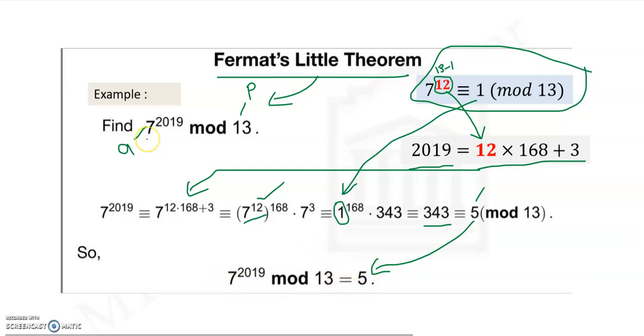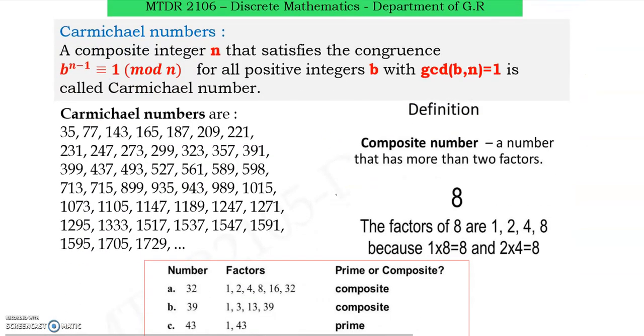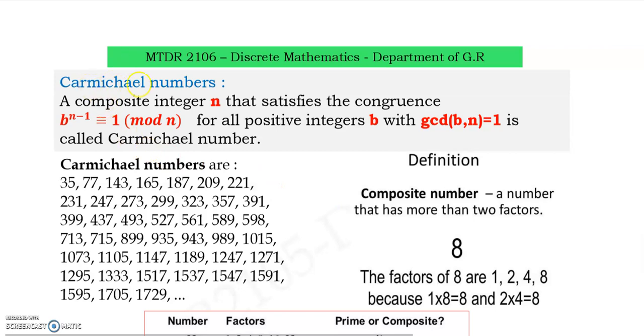That's it. What was asked in the question was to find 7 to the power 2019 modulo 13 by using Fermat's little theorem, and that's what we have done here. The final answer is 5. Similarly, we can practice many questions which I have given in the practice set. Now you will see Carmichael numbers.